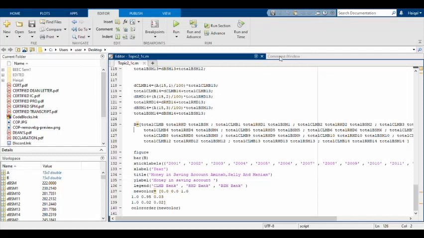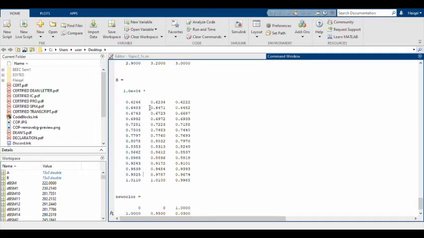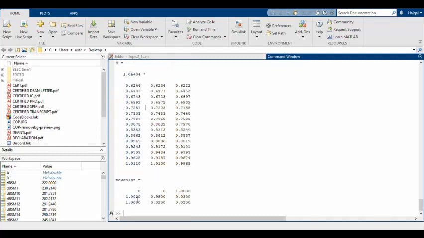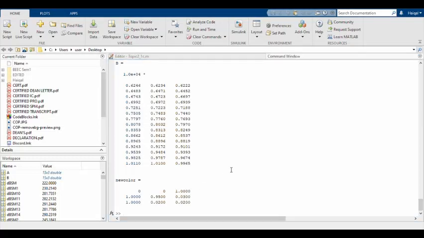I will show you the total for the three banks. The first column is the CLMB bank for the 15 years, the second column is for RHD for the 15 years, and the third column is for BSM for 15 years. So this is the new color that I set for the graph.